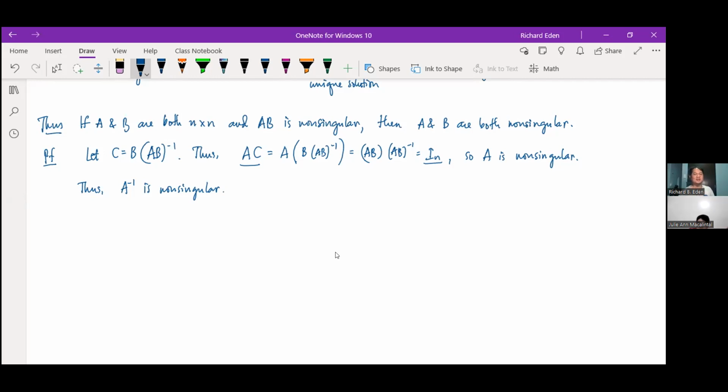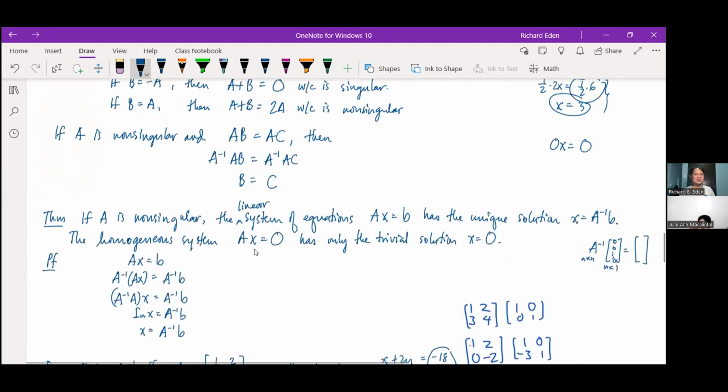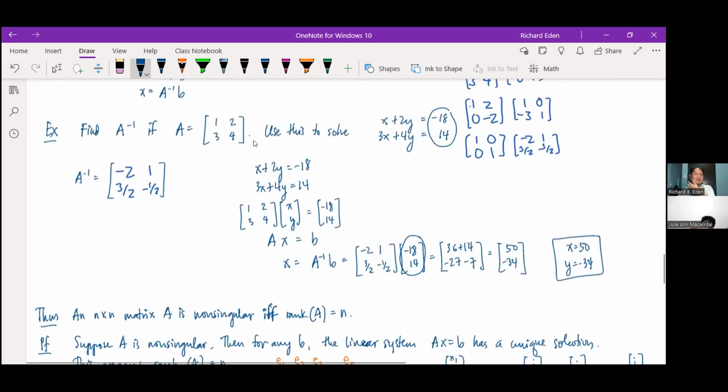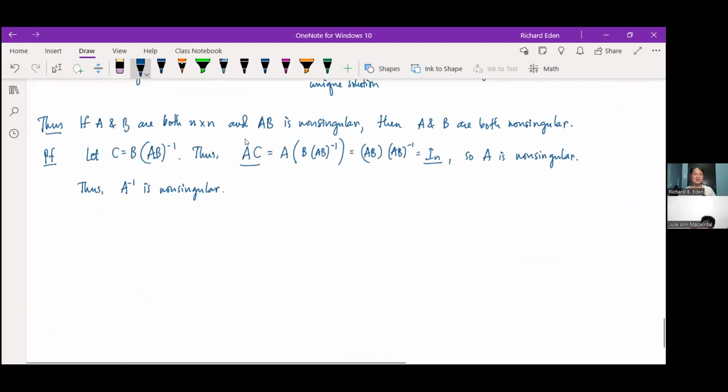Theorem number 1: A non-singular, B non-singular, when you multiply, the result is non-singular. That is what we can apply here. Look, A is non-singular, and AB is also non-singular.